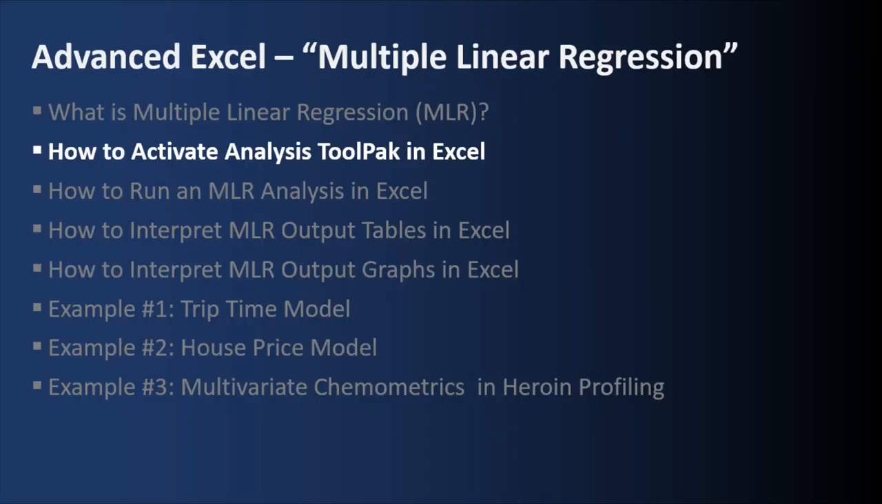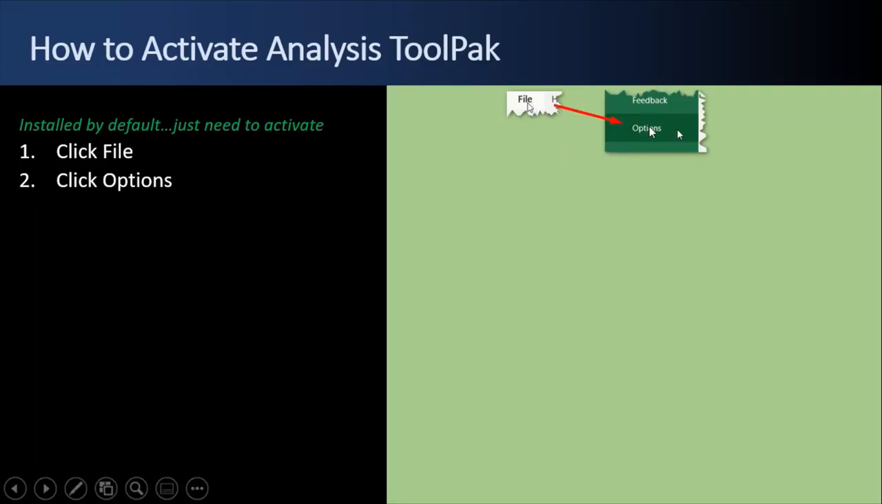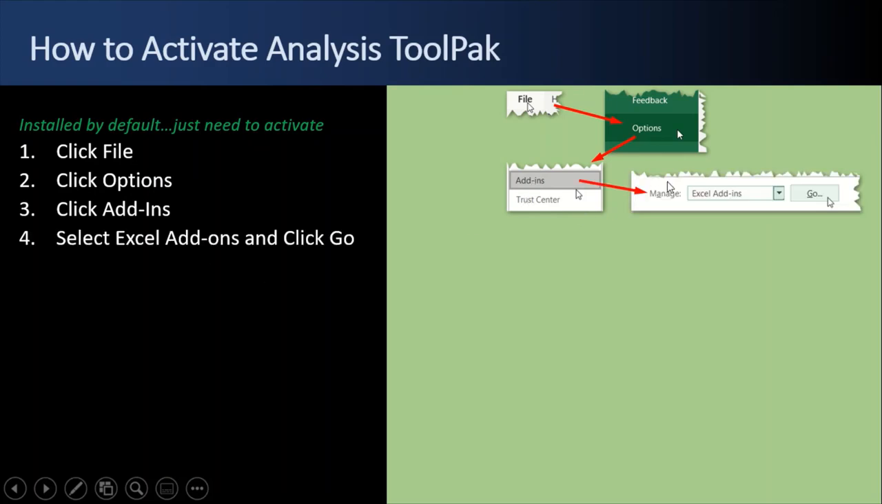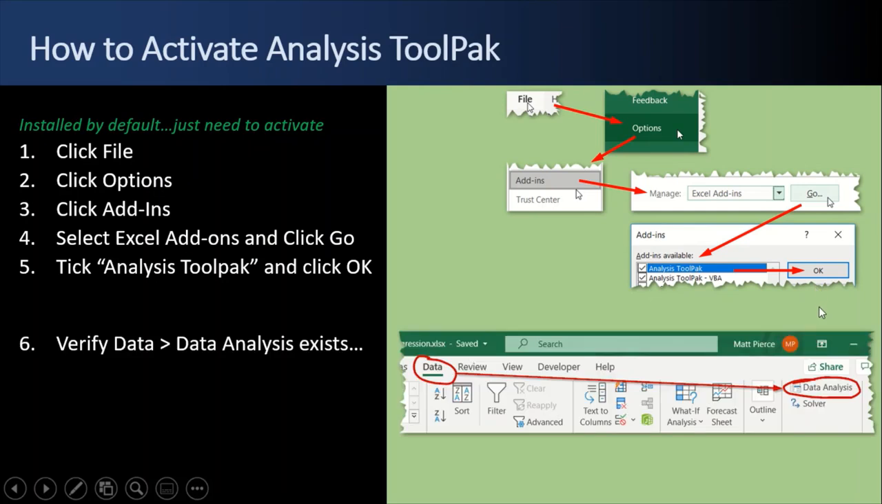Next up, how to activate Analysis ToolPak in Excel. So to get started, if you haven't already, you'll need to activate Analysis ToolPak one time, the first time on your computer, so that it's available in Excel. So to do that, click the File menu, and then click the Options submenu, and then click Add-ins when that pops up, and then select from the Manage drop-down the option Excel Add-ins, and click Go. A dialog will pop up. Make sure that you tick the Analysis ToolPak checkbox, and click OK.